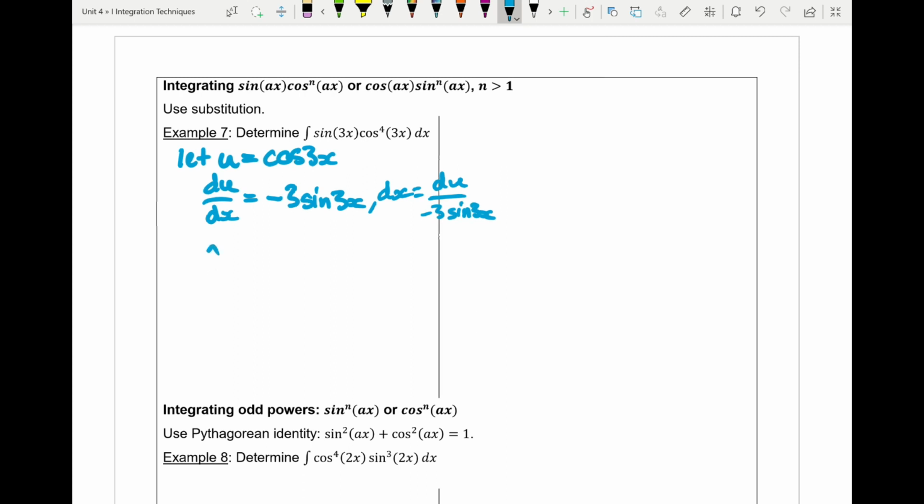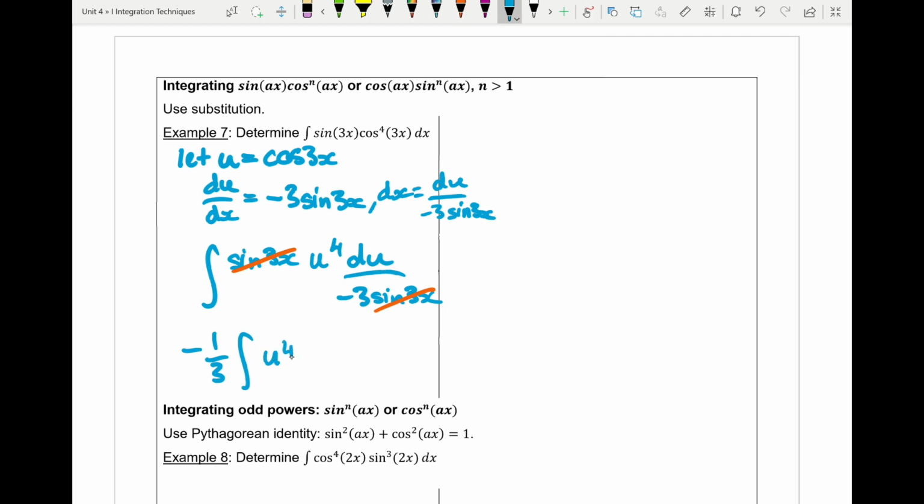So substituting it in, we get sine of 3x, u to the 4, because it's cosine of 3x to the power of 4, du over negative 3 sine of 3x. So let's get out our orange cancelly color. That sine of 3x cancels out, and this is the same as u to the 4 on negative 3. Taking out that constant of integration, we get negative 1/3 integral of u to the 4 du. So that's just going to give us negative u to the 5 on 5 times 3 plus c, which is just negative cosine to the power of 5 of 3x over 15 plus c.